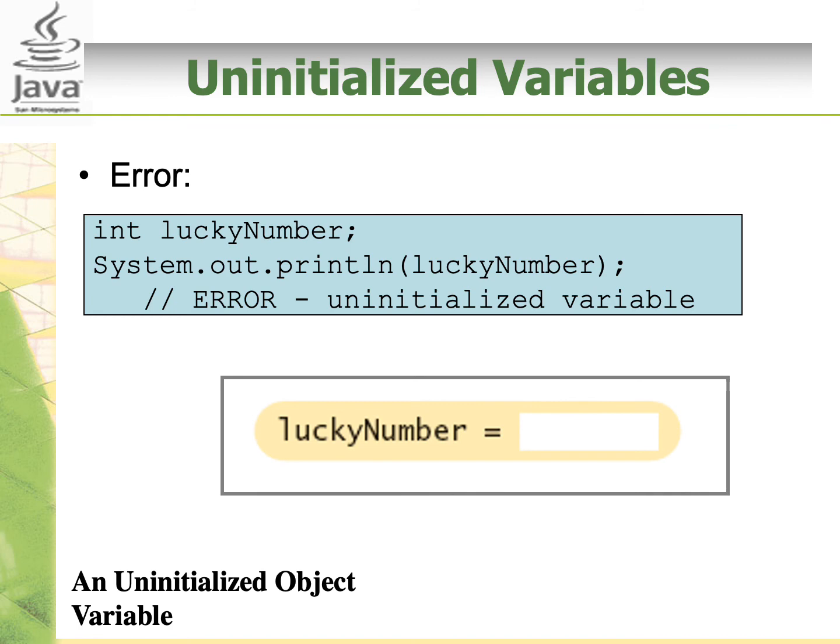Uninitialized variables. Say that we have int luckyNumber, meaning that we have declared a variable called luckyNumber, and the data type is int. When we compile this code, it will not be able to compile, and we will have an error that says our luckyNumber variable has not been initialized. It makes sense because in the code, we have only declared a variable and printed out a variable without giving it any valid value.